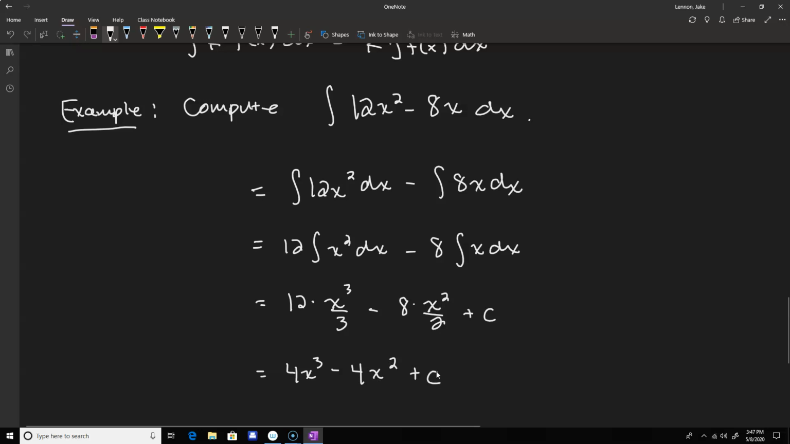And that would be it. So probably most people could do that in 2 steps, just moving directly to the last 2 lines. But if you write the first 2 lines, you can see exactly how the properties are being used. So this is by property number 2, and this one is by property number 3 applied to each integral.